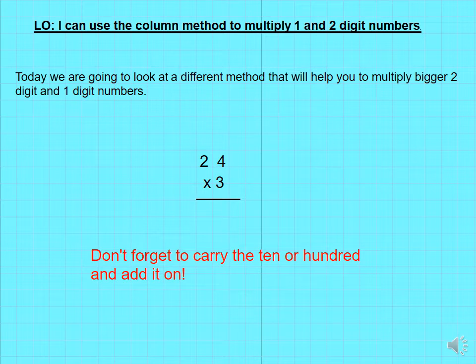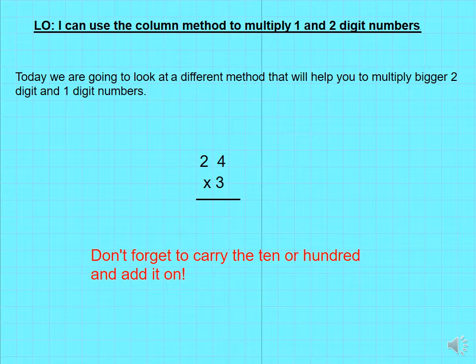Okay, so our learning objective today is I can use the column method to multiply 1- and 2-digit numbers. Now, like I just said, this is the column method for multiplication, not addition or subtraction. So you must try and remember that we are multiplying today. We are not adding up the numbers.